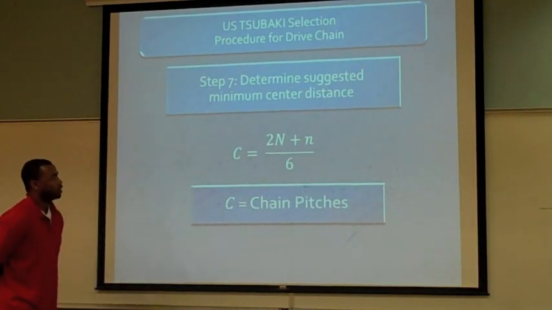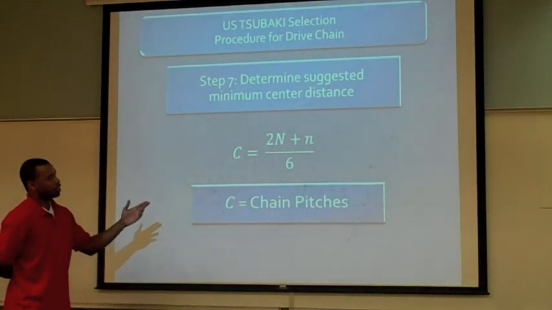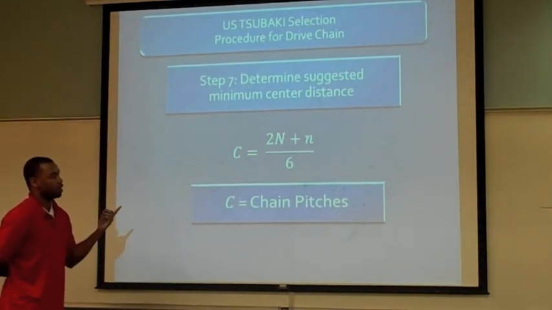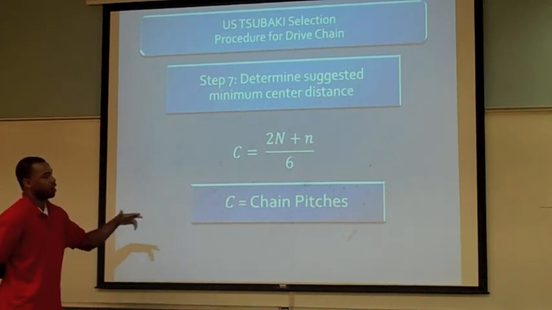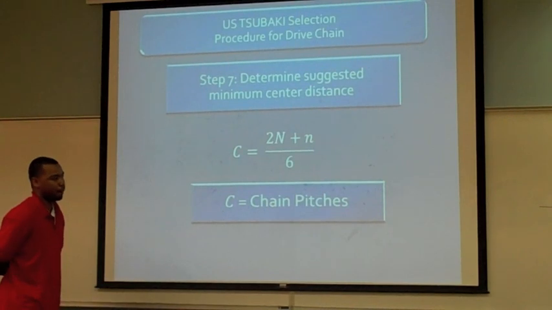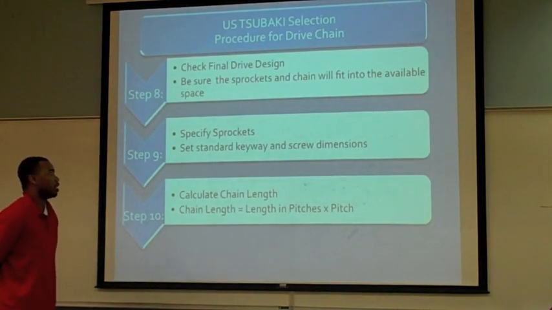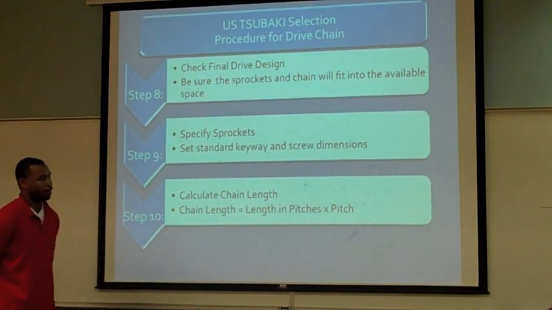Step 7, determine suggested minimum center distance. Using this equation, C is equal to 2 times the number of teeth in the large sprocket plus the number of teeth in the small sprocket, divided by 6. And that will give you your chain pitches. Step 8, check the final drive design. Be sure sprockets and chain will fit into the available space.